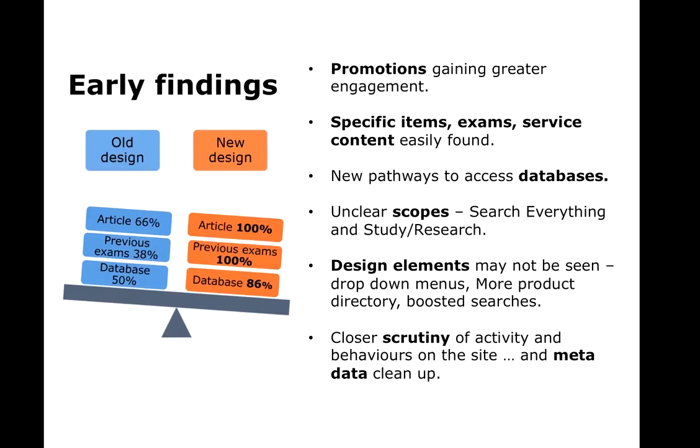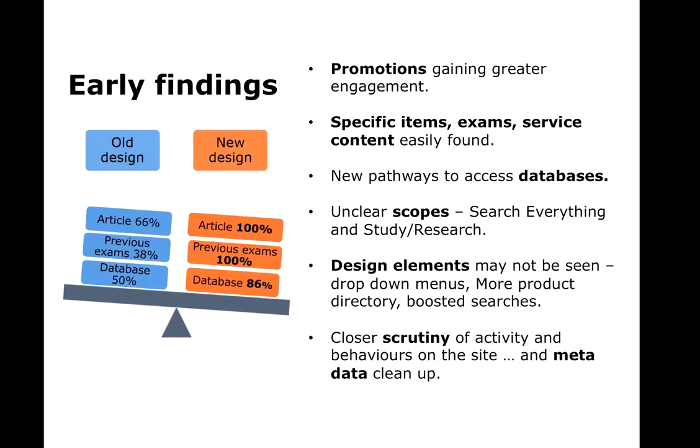I'll just go through this. For articles, it was 66%. Now 100% of articles are being found. Previous exams, 38% were being found. The previous exams was the digital interface. So you'd search it in Primo, and then you would have to log in on the iframe, and then it would bring it up in a separate interface. This is much nicer, and our results are much better. And databases, 86% found the database that they required.